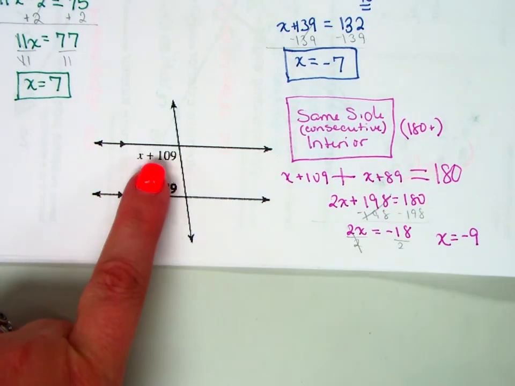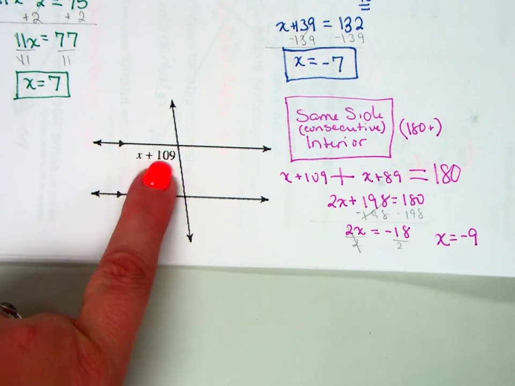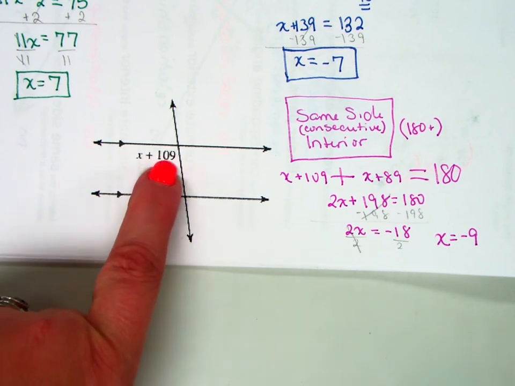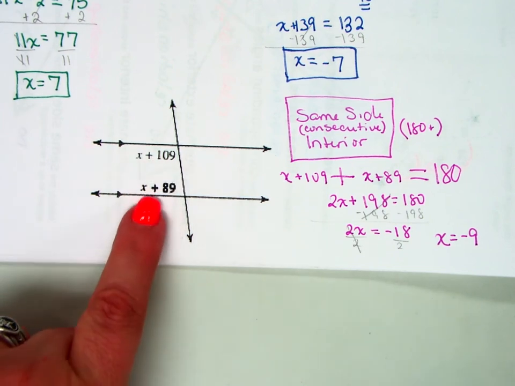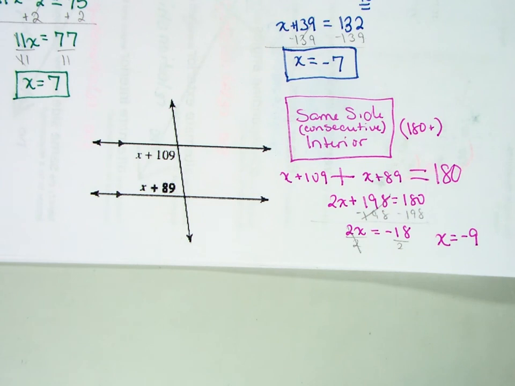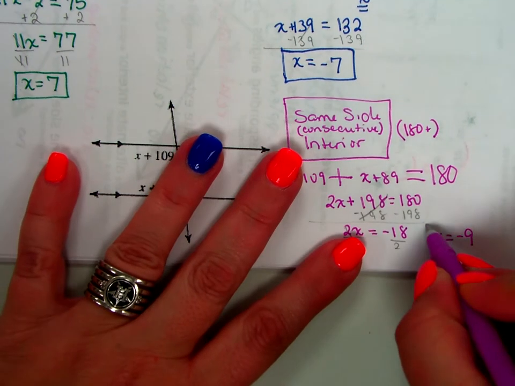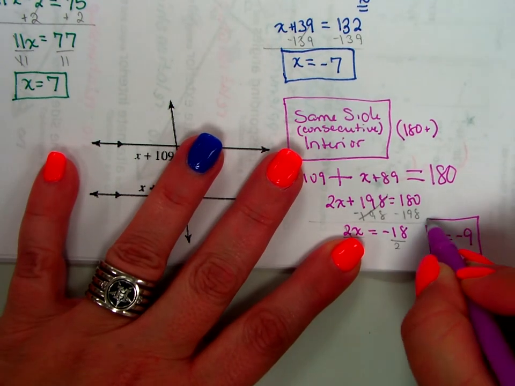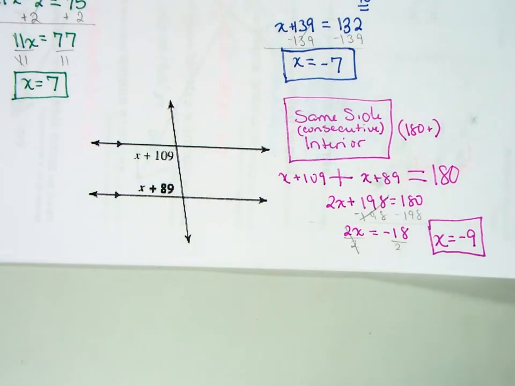So I just want to make sure when I put that in, it's going to give me positive measurements. Negative 9 plus 109 is 100. Negative 9 plus 89 is 80. 100 and 80 are supplementary, so I feel confident that I did it correctly. Okay? Again, this only works if you have parallel lines. If you don't have parallel lines, these rules are not going to apply, right? Because there was no relationship when the lines weren't parallel.